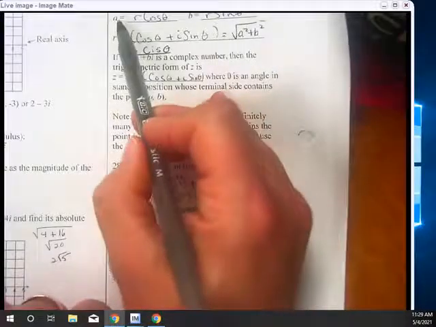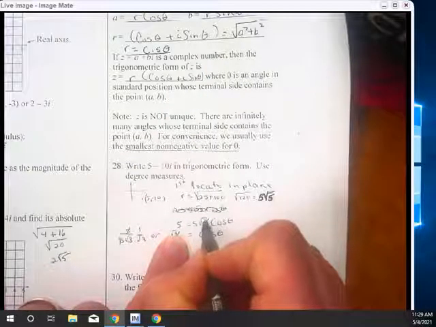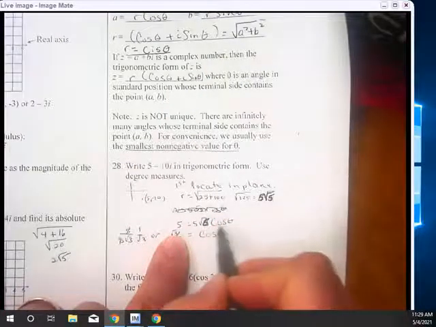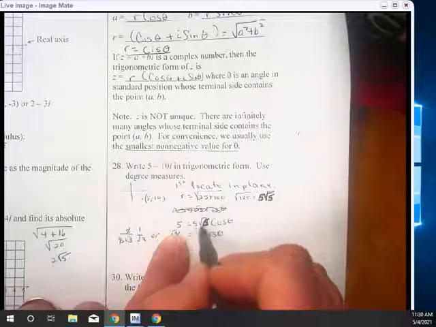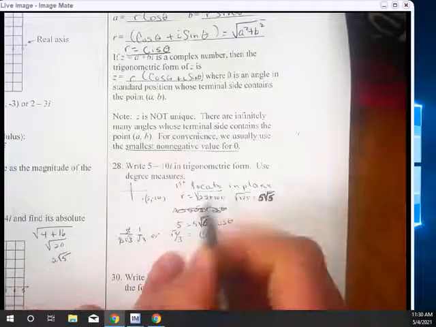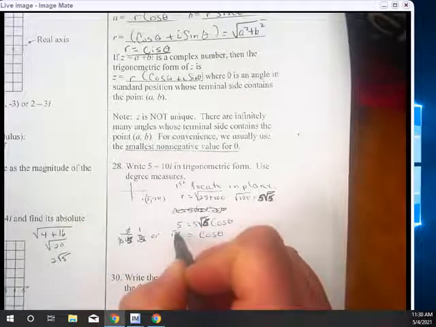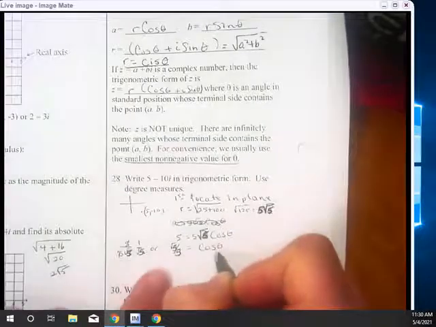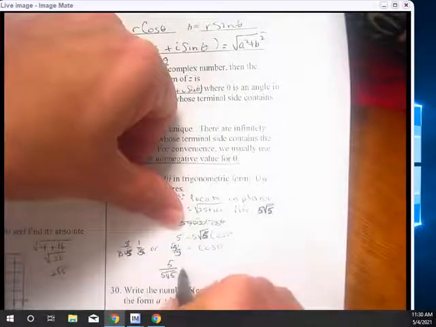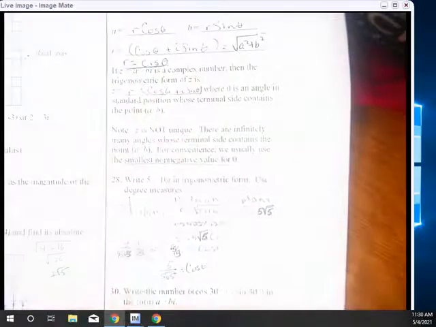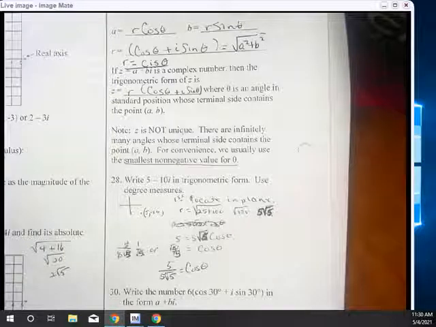Then I'm going to use the idea up here, a equals r cosine theta. And that, let me change that to 5. A is 5, that's the first one, so 5 equals 5 square root of 5 times cosine theta. When I divide, and actually we don't even have to rationalize this because we're going to do the arc cosine of that answer anyway. 5 divided by 5 square root 5 equals cosine theta. And now do arc cosine to solve for your theta.